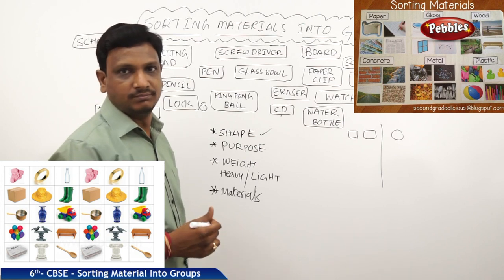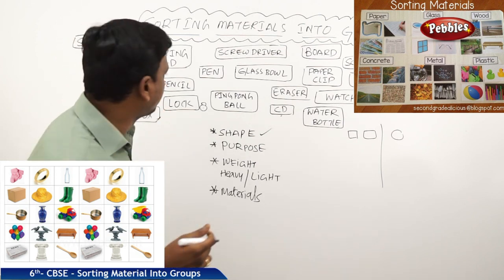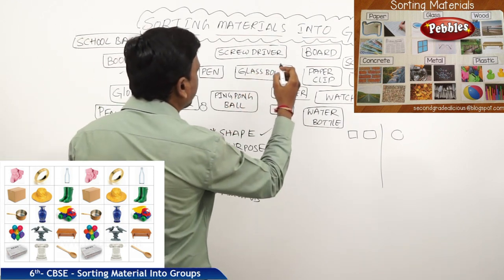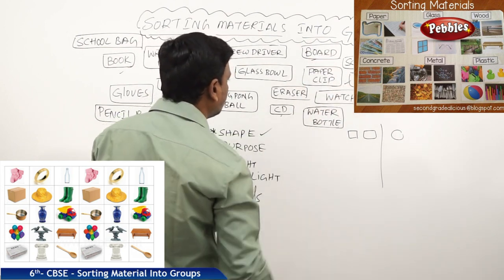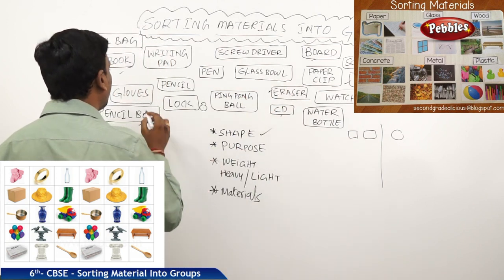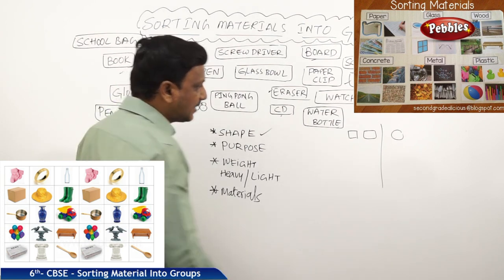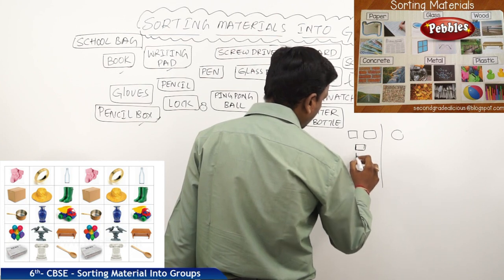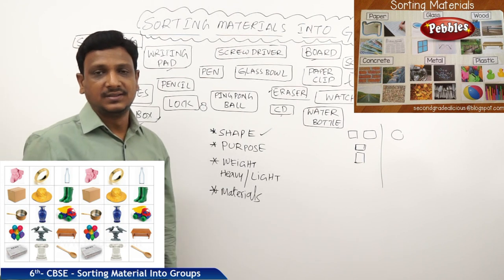If you wanted to pick the ones that are in rectangular shape or square shape, you can take the book, you can take the board, and you can take the ruler, and you can take the eraser, and you can take the pencil box, writing pad. So all these things are either in the form of a square or a rectangle. So likewise you can segregate, but here is a confusion.